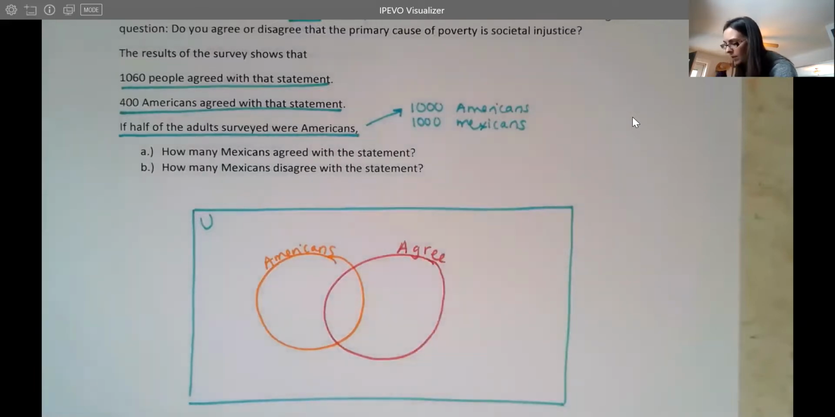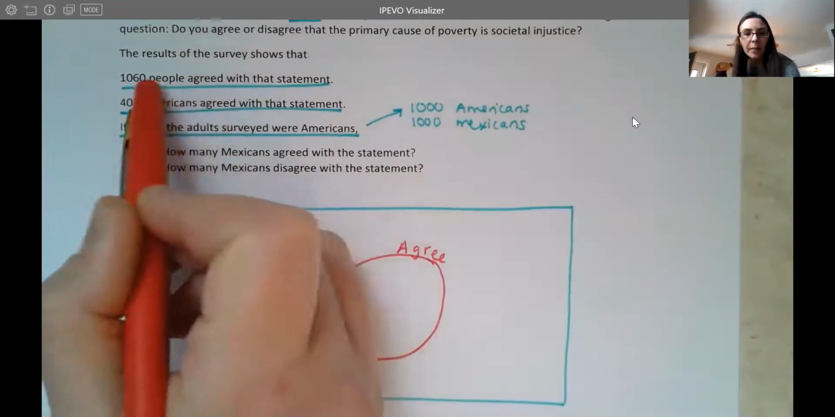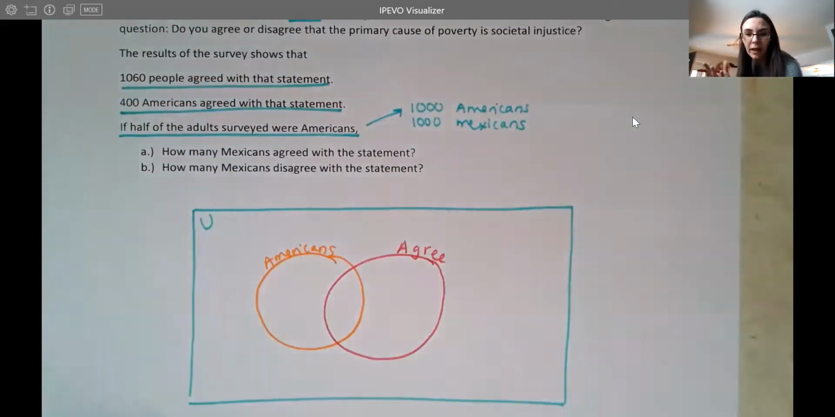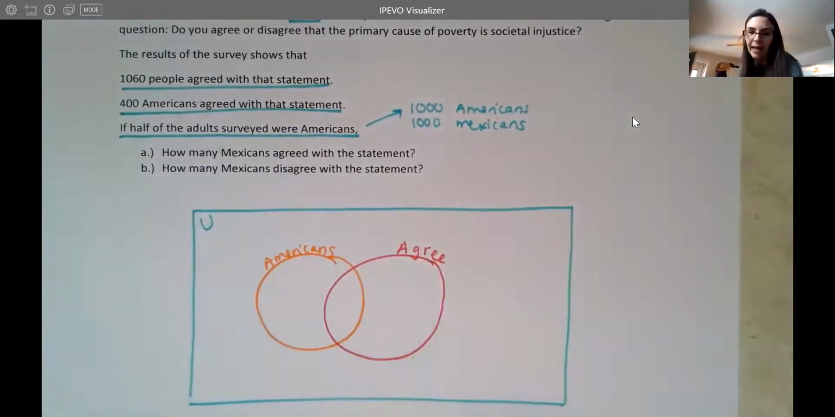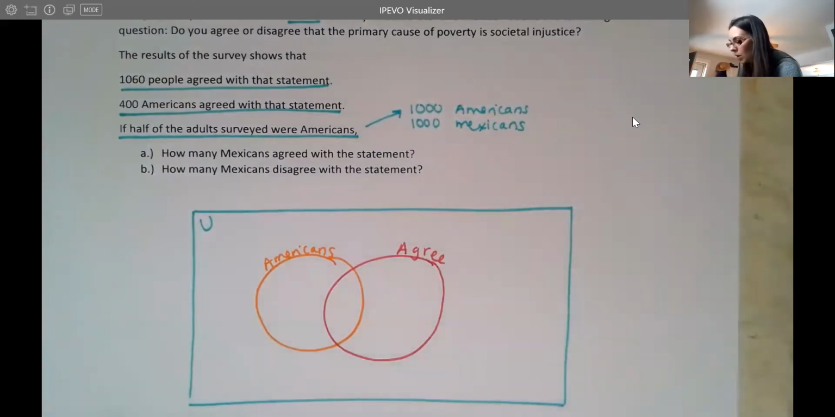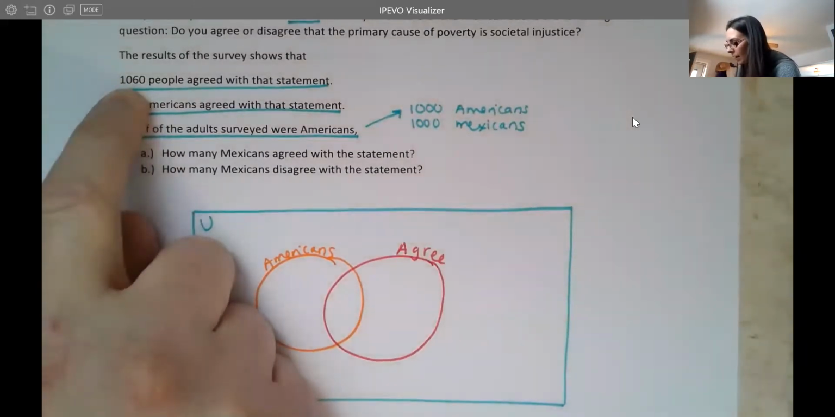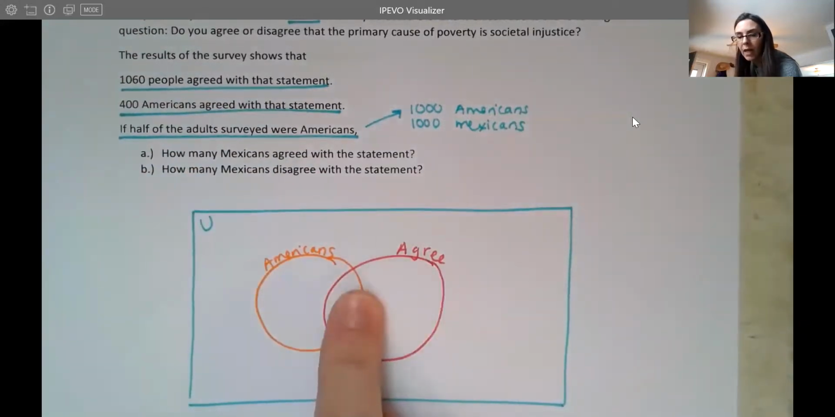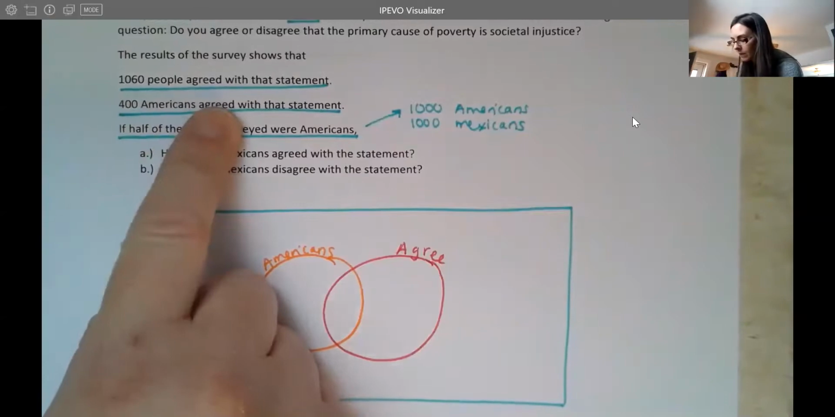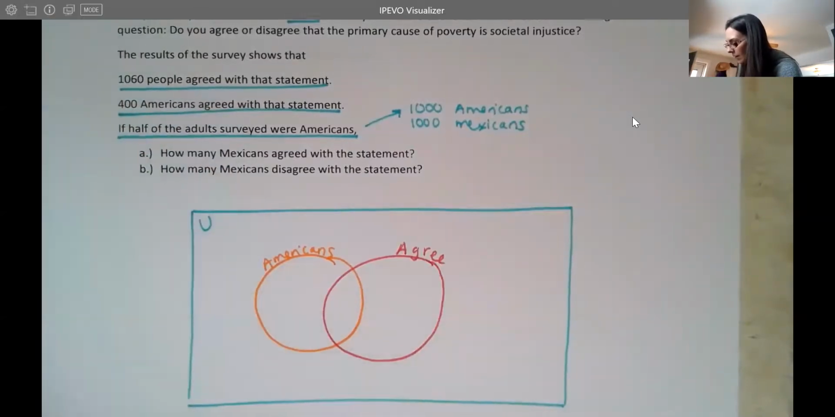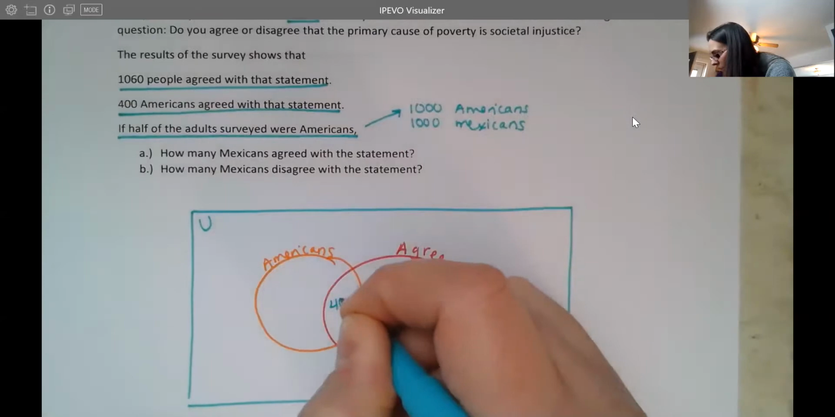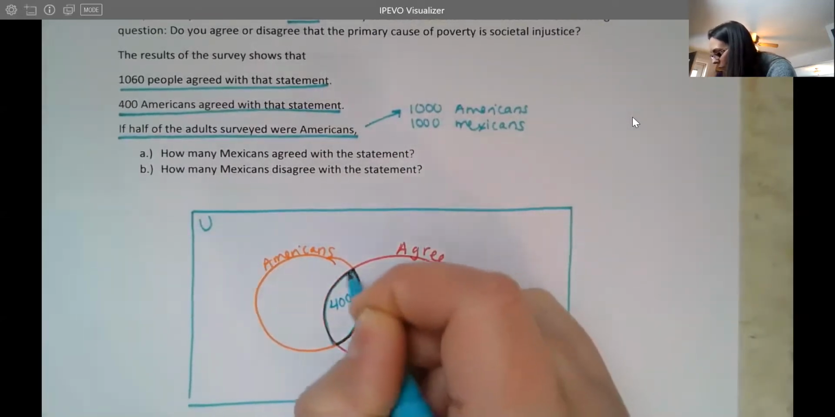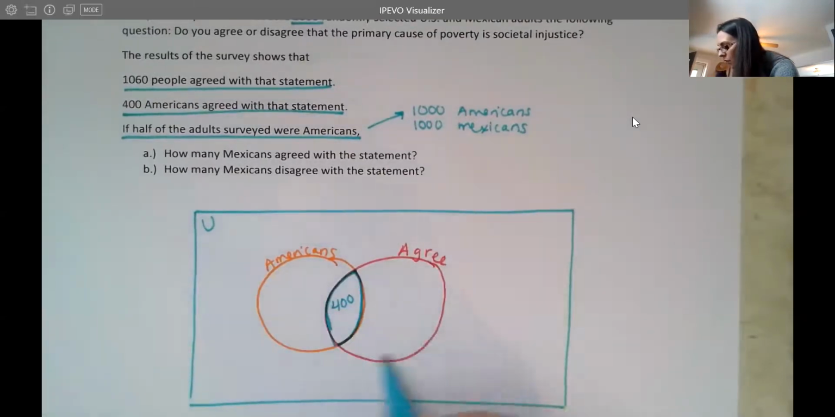And the reason we're choosing this is because that's the information I know, right? I know how many people agreed overall, and I know how many Americans agreed. So that's the information that I have. So that's why we're building our Venn diagram around that information. So think about what we have. We know that 1,060 people agreed overall. So this whole thing here should be 1,060, and that 400 Americans agreed. Now, that 400 Americans, that's this group right here in that intersection. Right, because this is the group who are American and who also agreed.